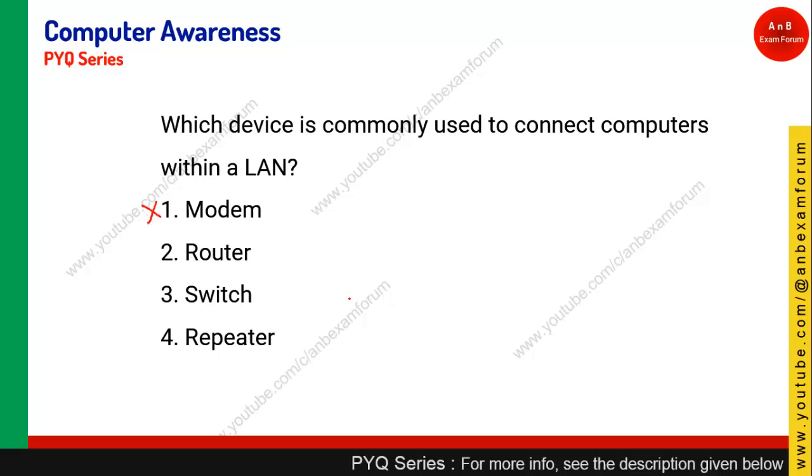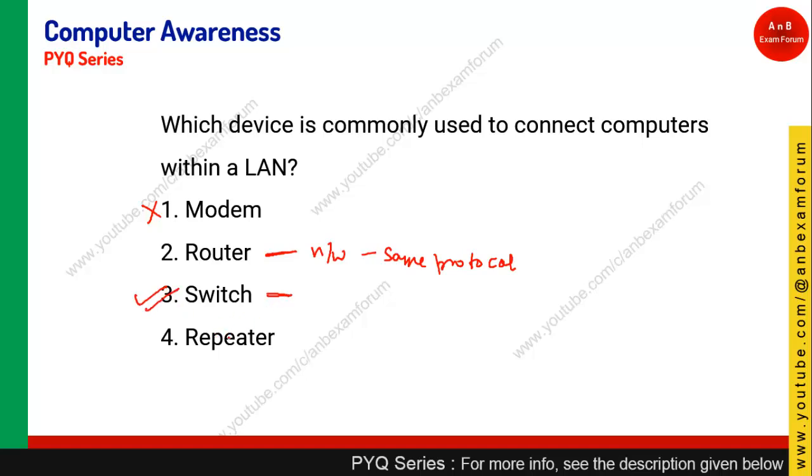Next is a router. You know that router works on the network layer, and it connects networks which use the same protocol, and it just forwards the packet to the next layer. Coming to switch, yes, switch is used to connect the LAN, and it works at the data link layer. Okay, so the answer for this question is switch.